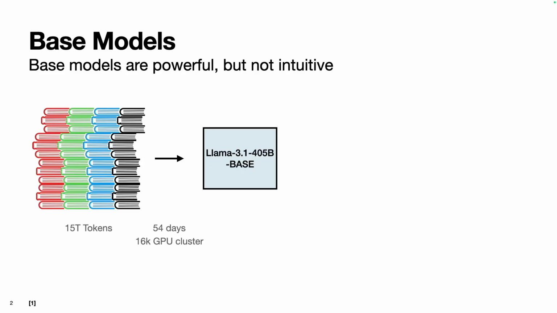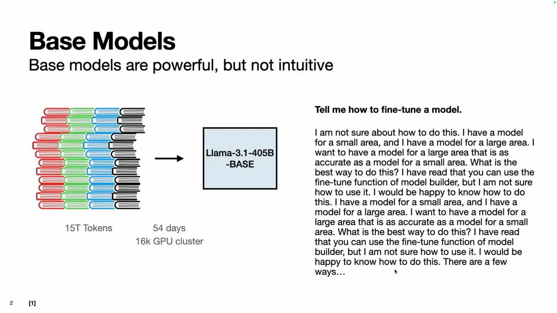However, if you wanted to use this base model for something like learning how to fine-tune a language model, and you just type in this input, "tell me how to fine-tune a model," you might get a response that looks something like this. Just reading this, I am not sure about how to do this. I have a model for a small area and I have a model for a large area. I want to have a model for a large area that is as accurate as for a small area, and on and on and on. So the response isn't very helpful and is not really intuitive for people to interact with.